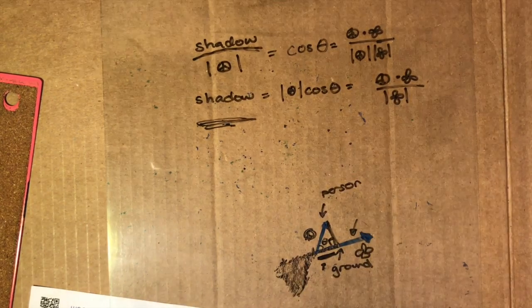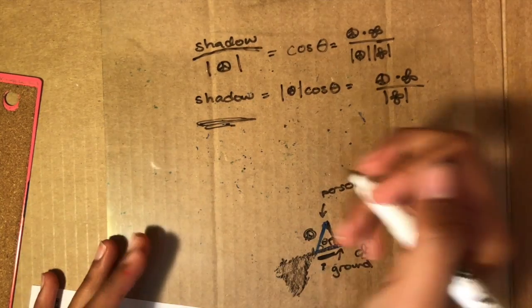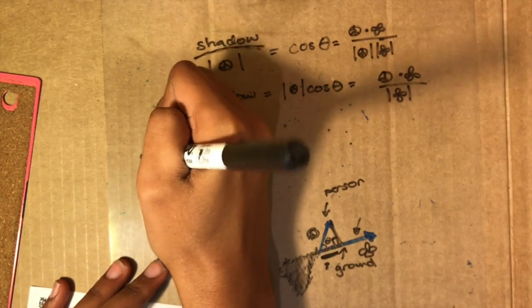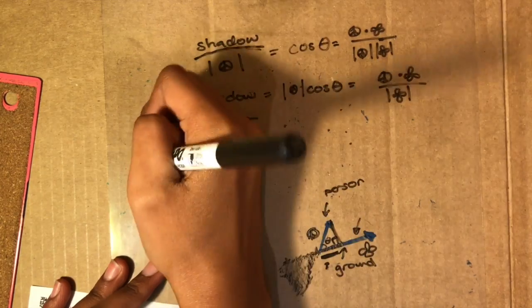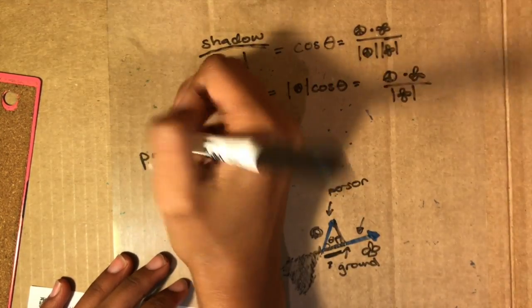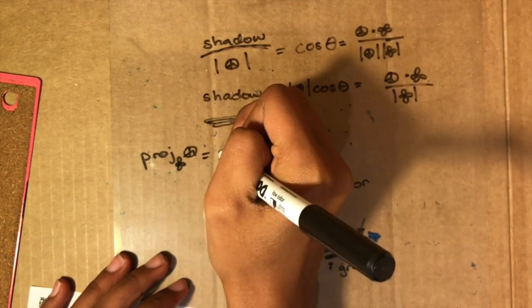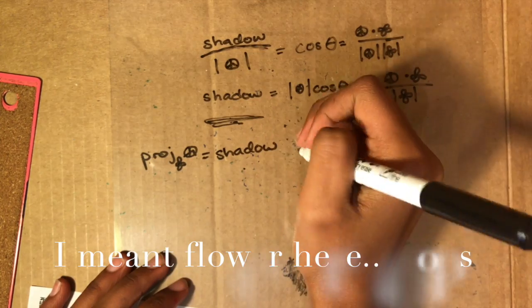So what mathematicians call the projection, because imagine you have a projector and you're trying to project a 3D object onto this line, or onto this vector, the projection of the peace sign along the flower is just going to be the shadow times the flower.